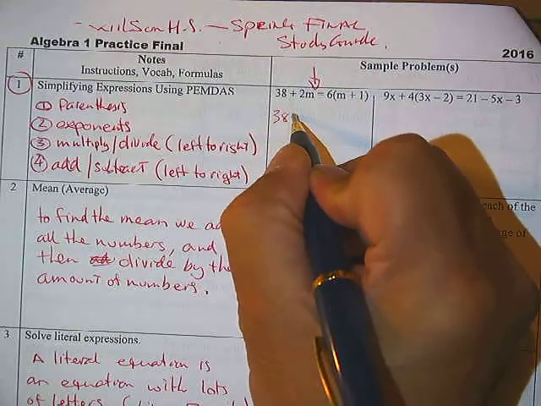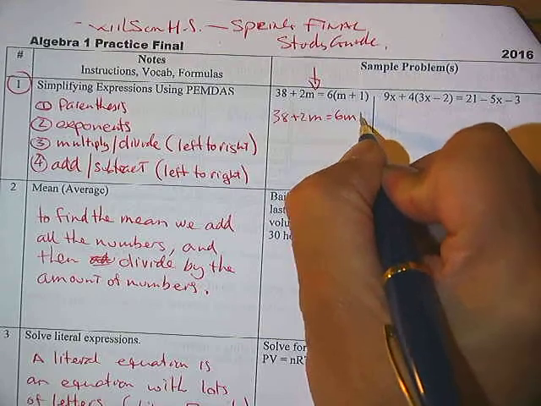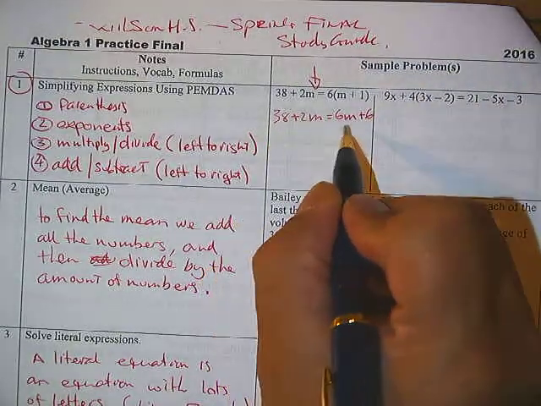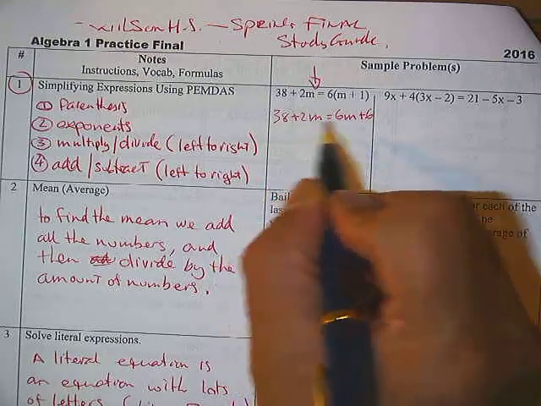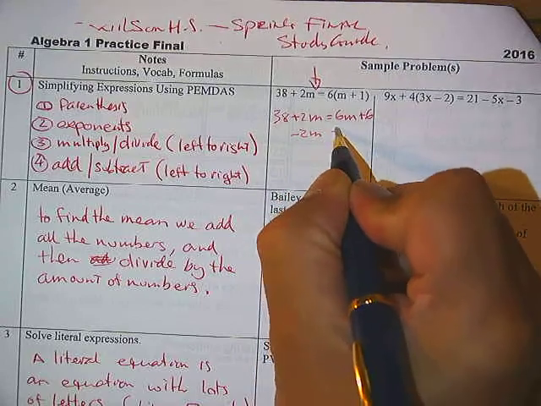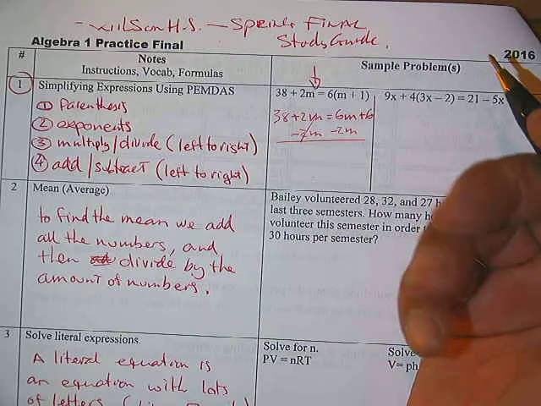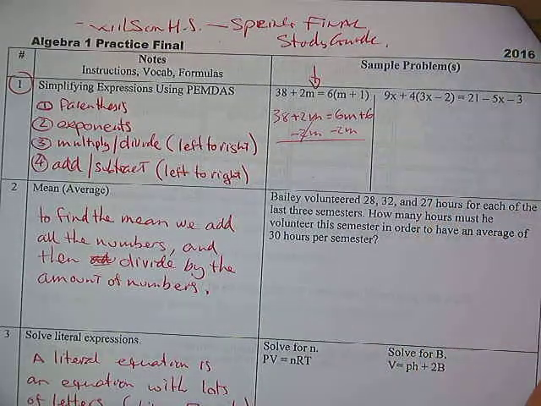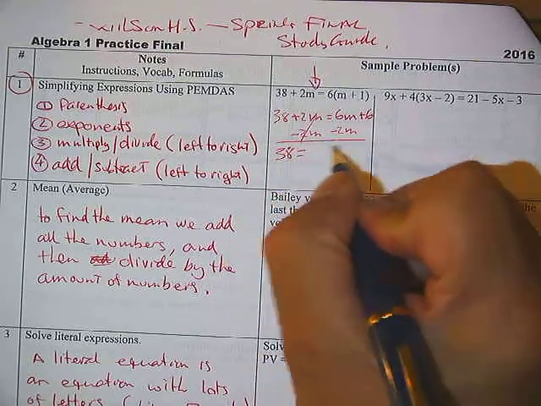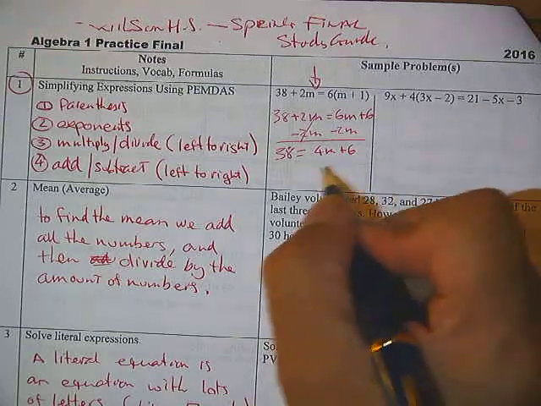You might want to start by distributing the 6 times m and 6 times 1. And then you might want to get the variable to one side. I recommend moving the smaller coefficient. So you might want to subtract 2m to both sides. That's called subtraction property of equality. We end up with 38 is equal to 4m plus 6.